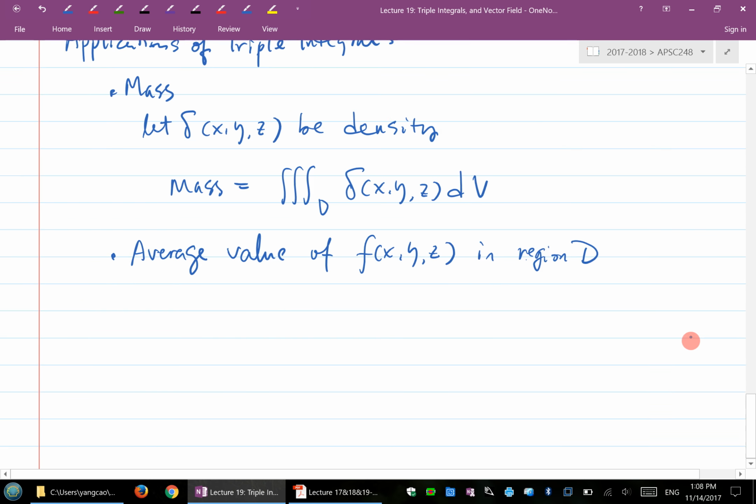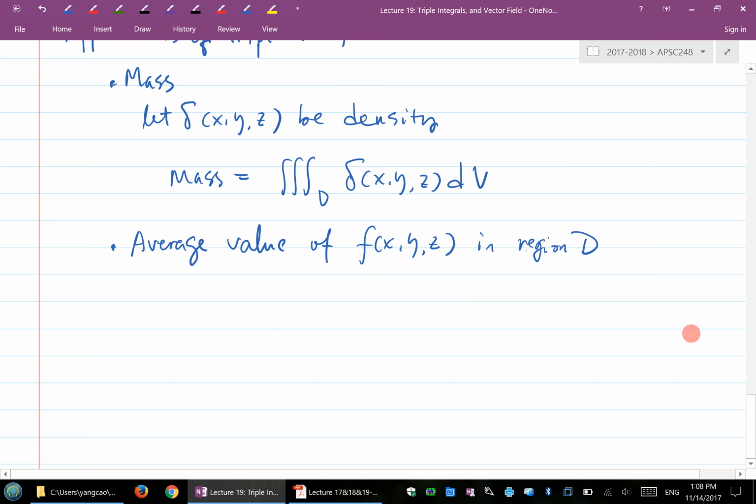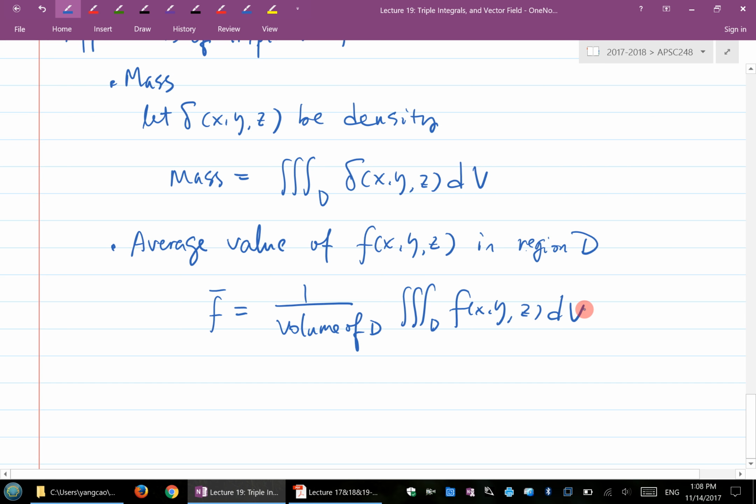Average value of this function in region D. This is basically the formula, if you recall that. The volume of D, and then the triple integral, integrating this function f(x, y, z) over the region D. So that will give you the average value of this function in region D.